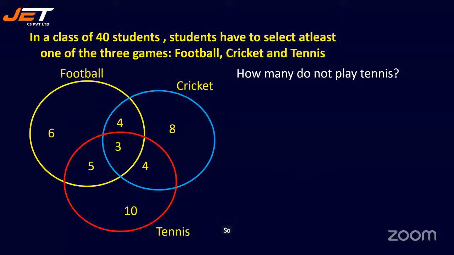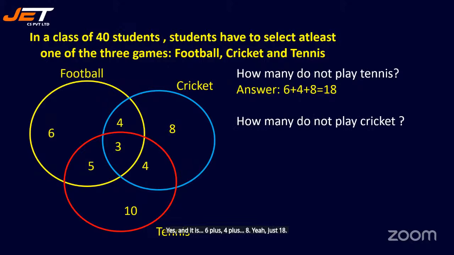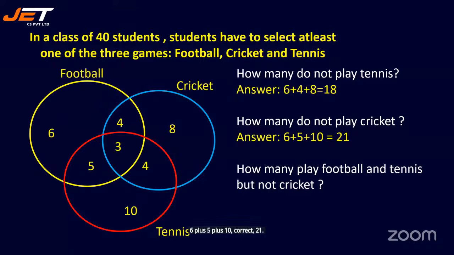So from this circle, you can infer how many do not play tennis. And it is 6 plus 4 plus 8, which is 18. How many do not play cricket? 6 plus 5 plus 10. Correct. 21.